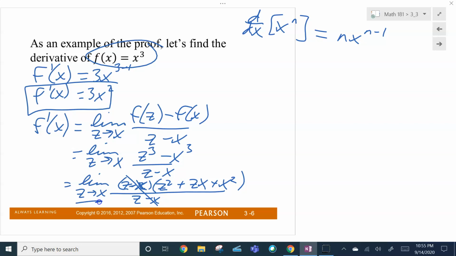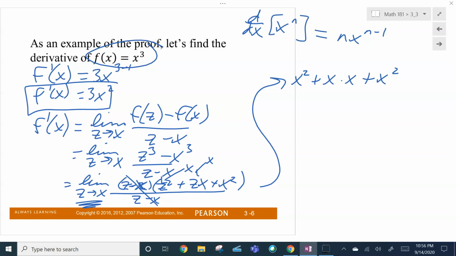And then we're going to take the limit as z goes to x. All right, so now we're going to plug in x for our z's. x for our z's right there. So this becomes x squared, instead of z squared, plus x times x, again that z becomes x there, plus x squared.